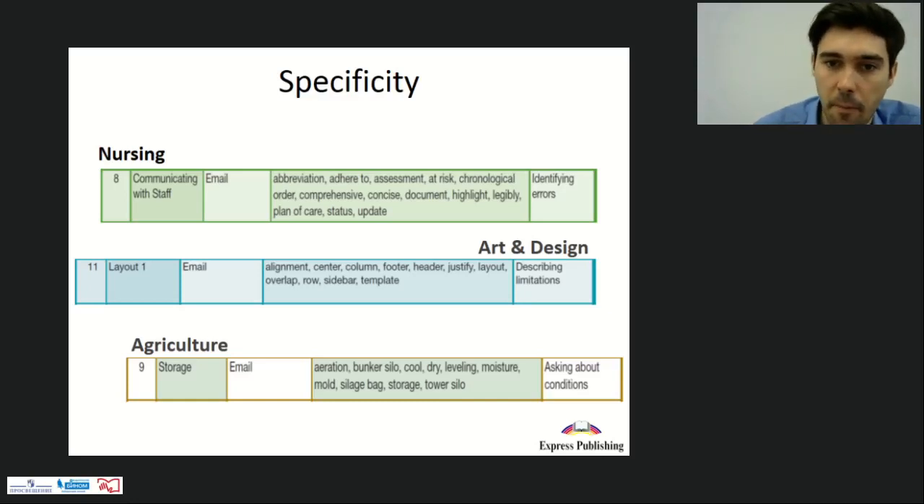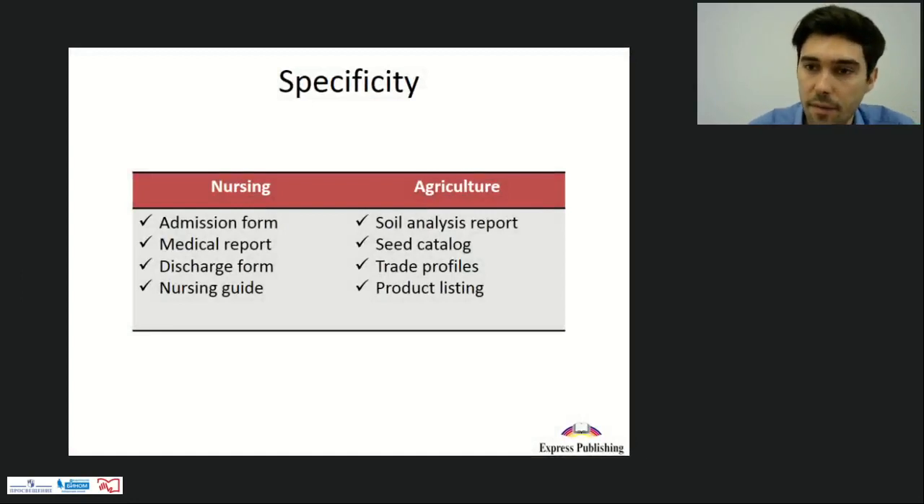As we can see here, another further example, if we compare the different types of writing activities that ESP learners from nursing and agriculture can complete, we can see that the topics will be very different and very specific. A nurse, for example, in terms of writing, would complete admission forms, medical reports, discharge forms and nursing guides, whereas someone in agriculture would be writing for completely different reasons and using very specific language in their writing. So we'll have a soil analysis report, a seed catalogue, trade profiles, and also product licensing as well.